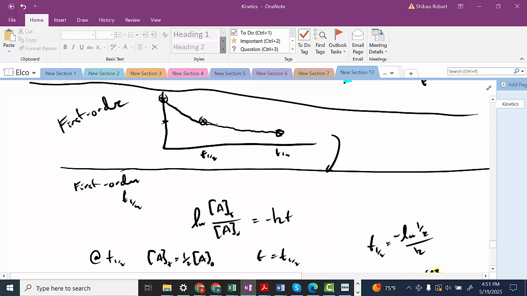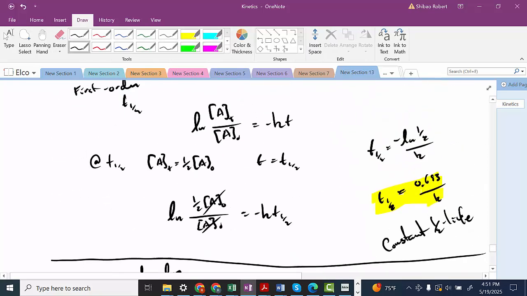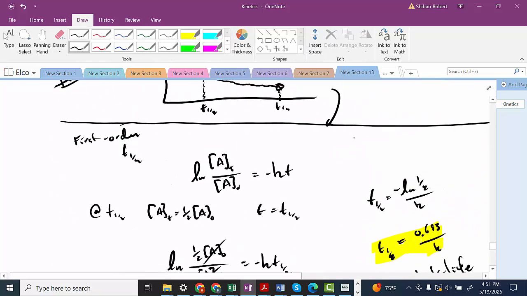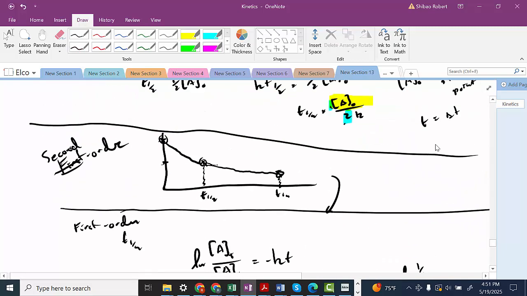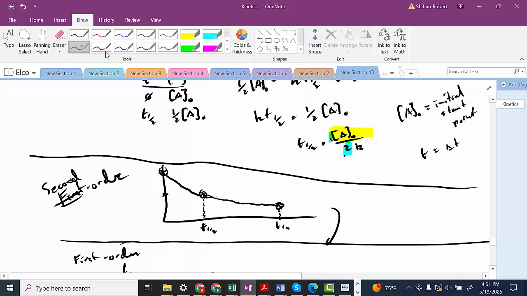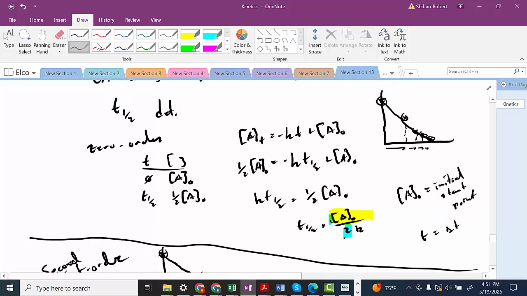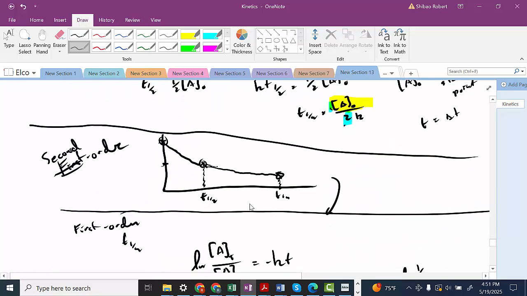Actually, this curve doesn't look first order. Sorry, this curve looks like it's second order. I can tell because look at the half-life. It looks like it's growing. That's not first order. First order should have a constant half-life. So let's see what a first order would look like. And so, sorry, the second order. A first order is going to have a constant half-life.